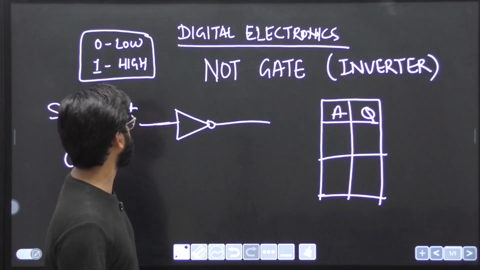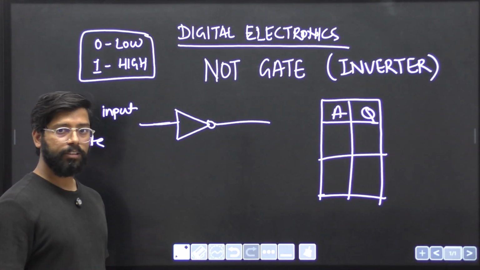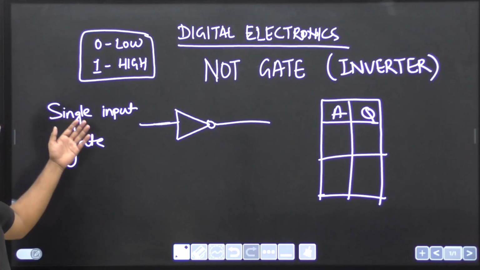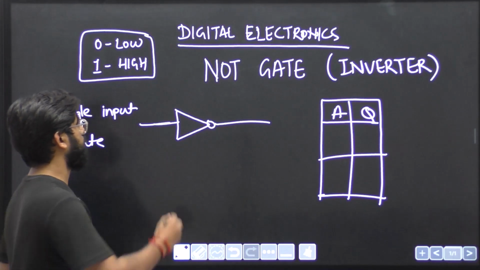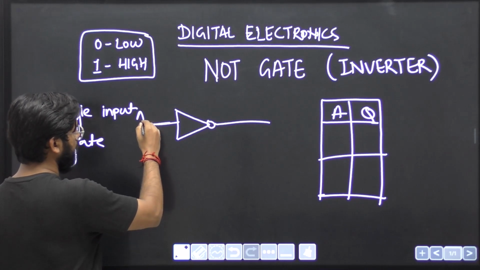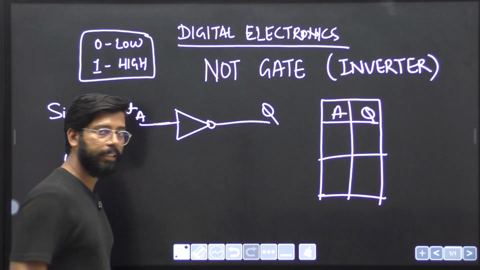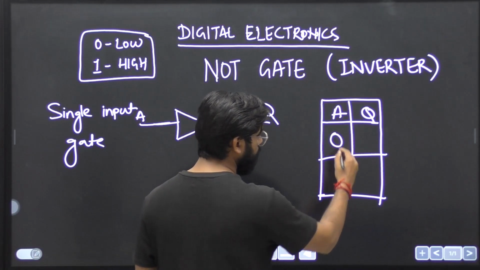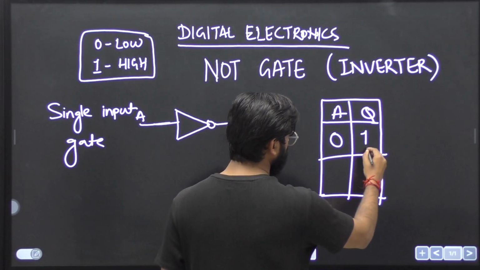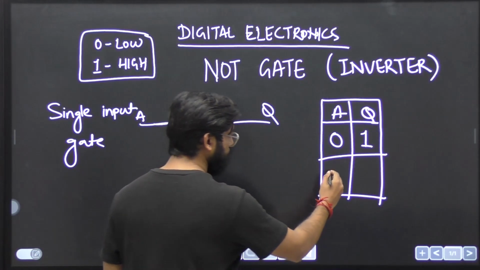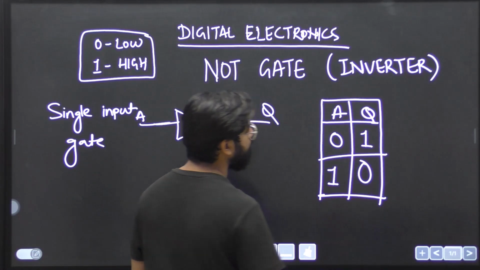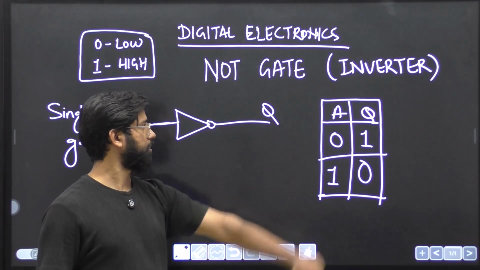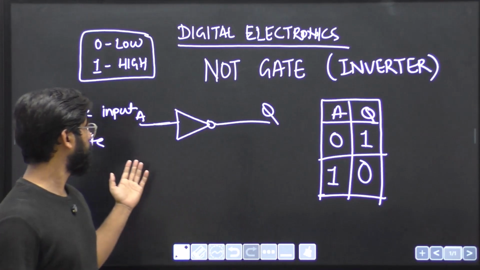Now let us understand the NOT gate. Unlike all the other gates which have two inputs, this only has one input. So this is called a single input gate, and whatever we give here at A will get the inverted value of that on Q. That means if we give 0 on A, we will get 1 on the output, and if we put 1 on the input, we are going to get 0 on the output. This gate is also called the inverter because it flips whatever value we are feeding it.